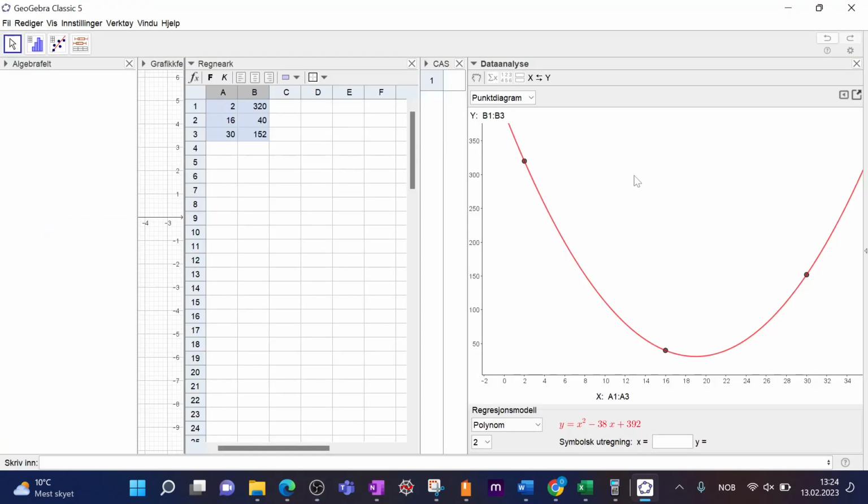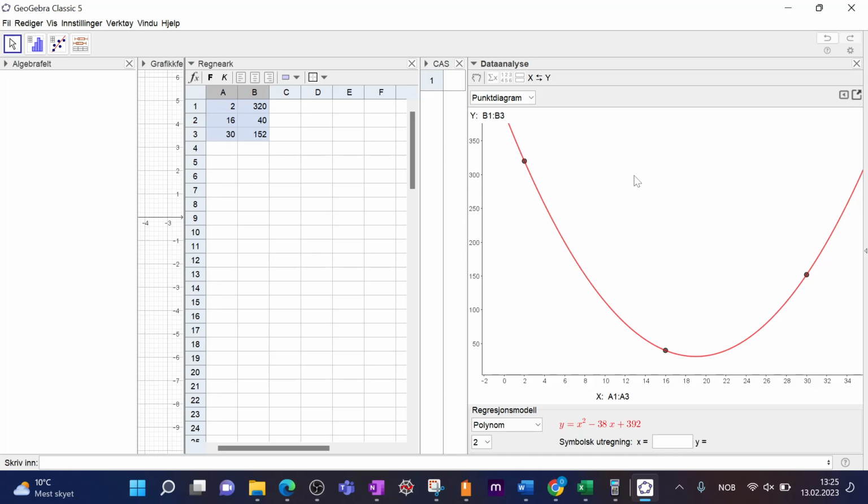All right. So this is the fly catching problem. This is the easier way to solve it, where we set up the numbers in lists in a spreadsheet, and we do a regression analysis. And we get this curve, right? y is equal to x squared minus 38x plus 392.